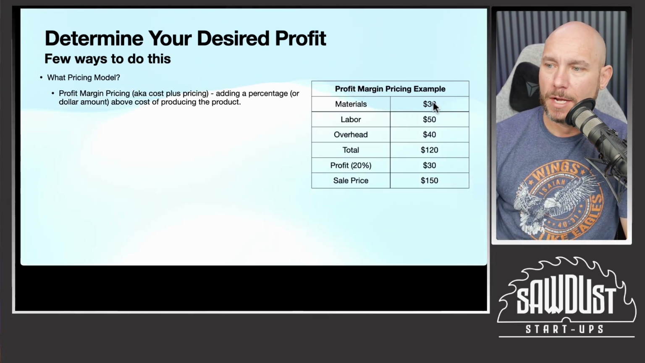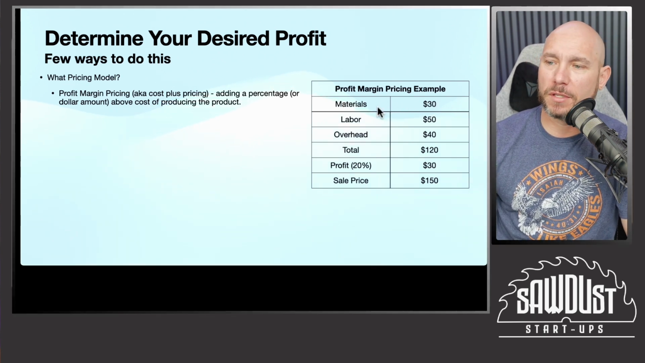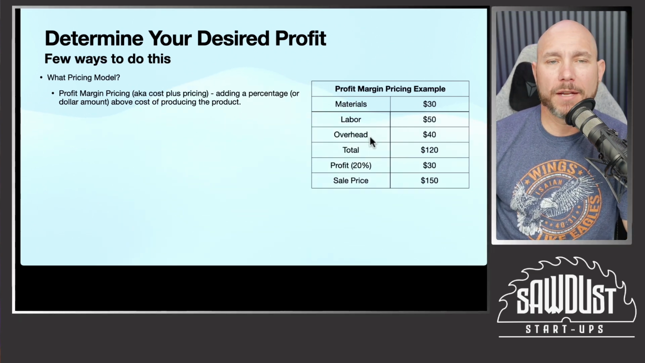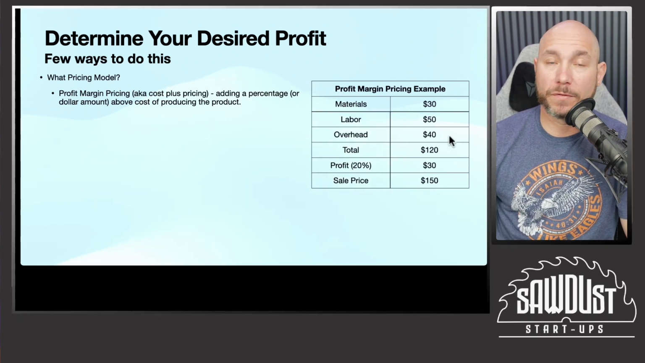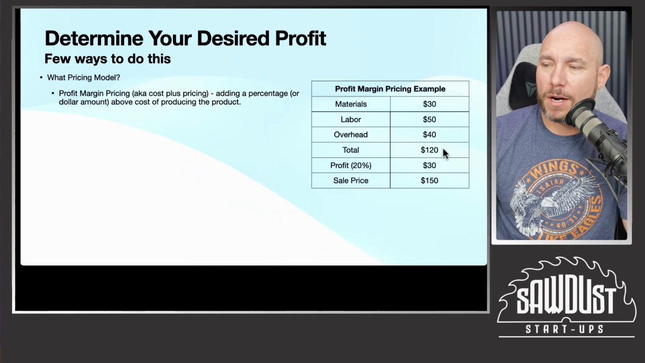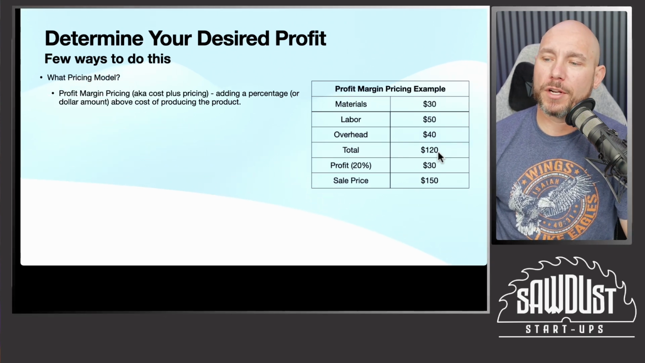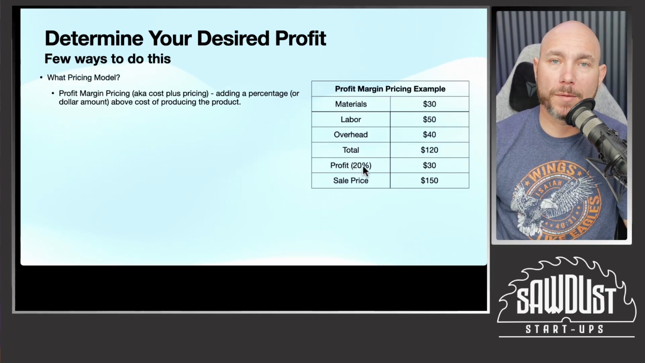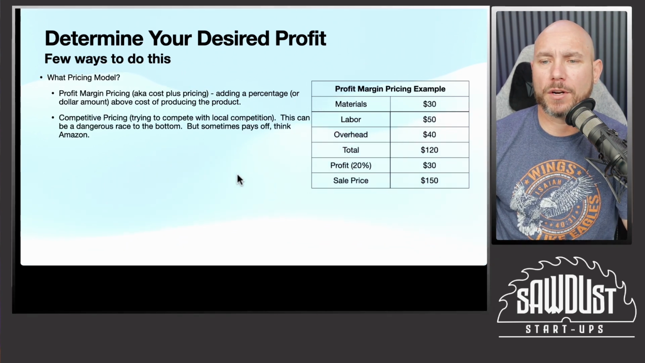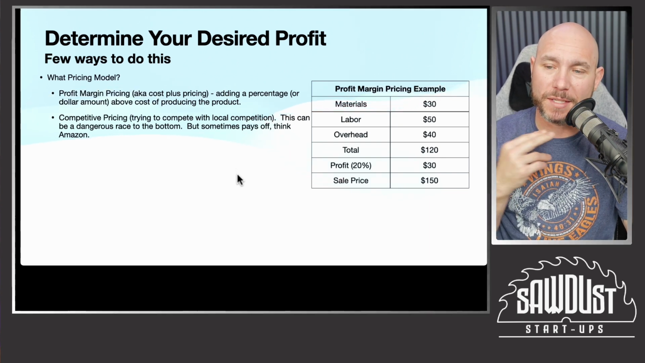So we take a look right here. This is materials, $30, just as an example. $30 in materials, and we're charging $50 an hour in labor. Say it took 1 hour. The overhead for this average time period was $40, and it's high, but it's just an example. $120 total product cost. So this is how much money you have in the product. You're going to charge 20% profit. You're wanting to make 20% profit on this one item, which is $30, makes $150. That's called profit margin pricing, or cost plus.